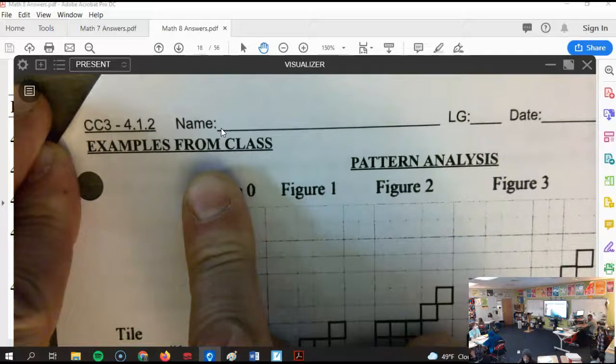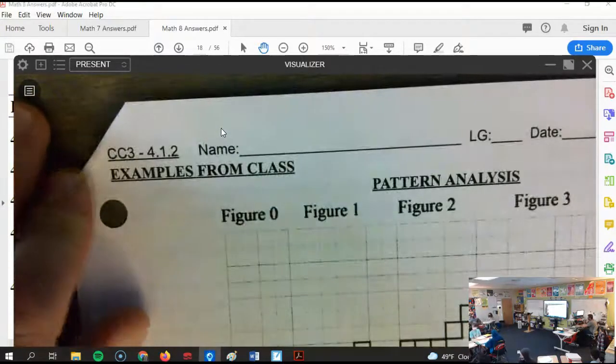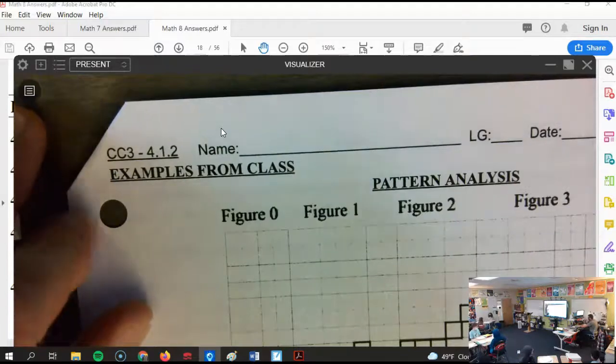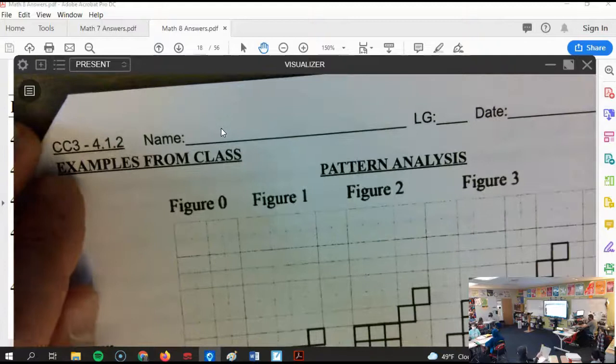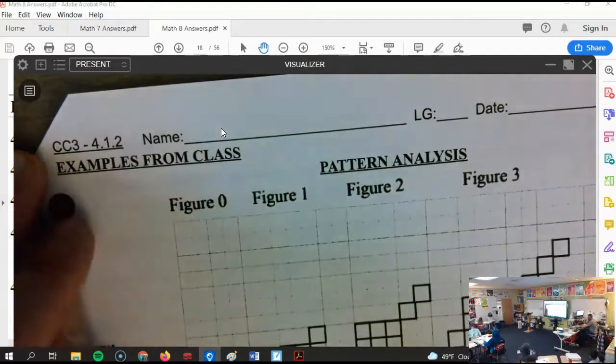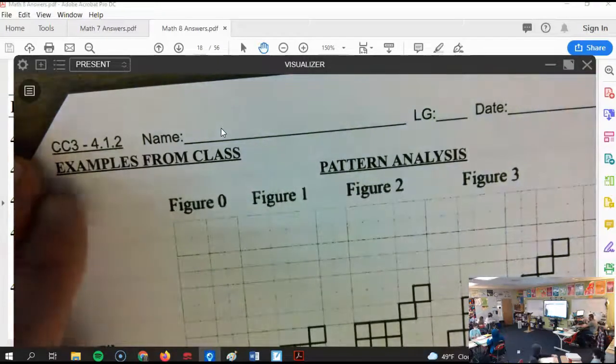Jake, I think you need to move up in class because you obviously can't read. Grab 412. See how it says examples from class? Guess what? We're doing the same thing we've been doing. Take at least 5 minutes with your team to try to figure out what figure 0 and figure 4 looks like for each of these.